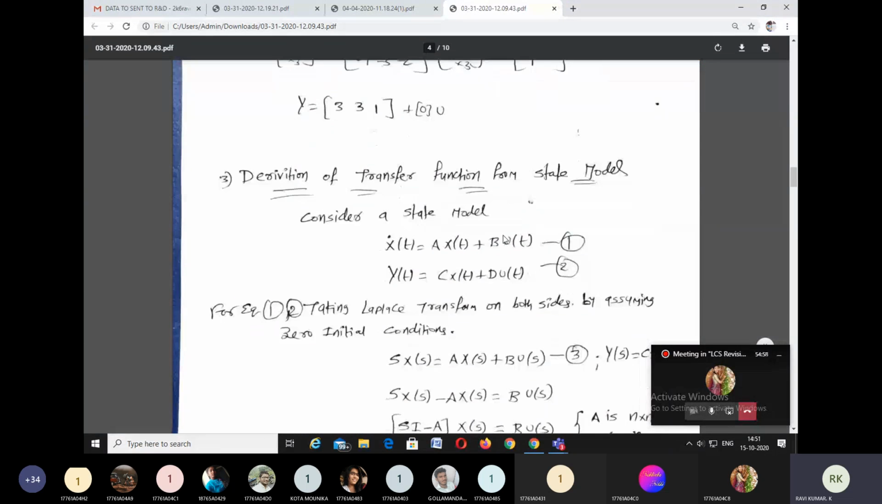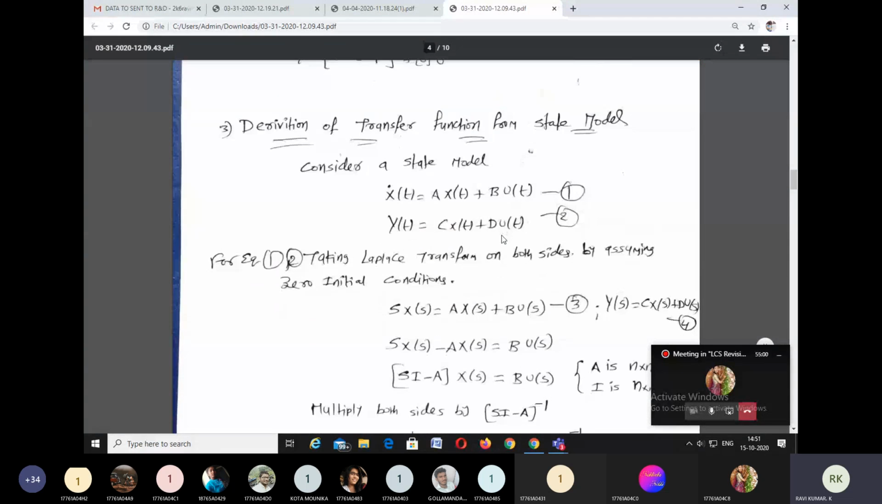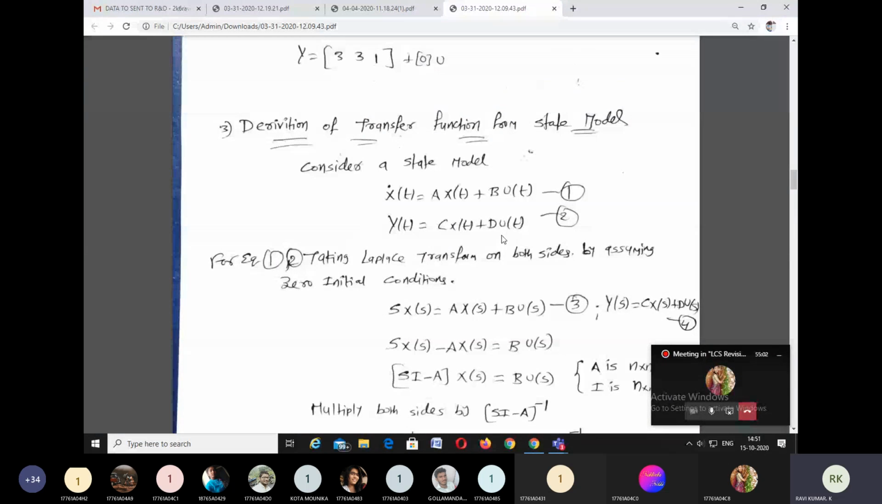And next we'll see the reverse. Reverse means they will give the state model to you, that is Ax plus Bu, Cx plus Du. They will give it directly in the problem.